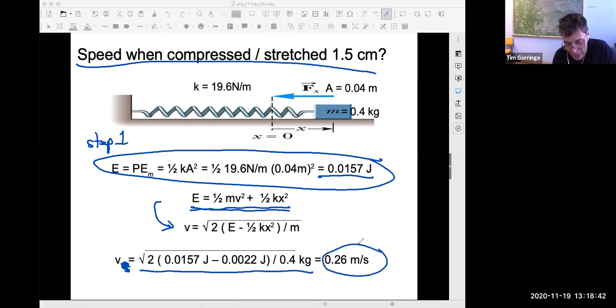We get that speed. Compare this to the 0.28 meters per second. That was the maximum speed. This is a little bit less than the maximum speed. It's a little bit less because you compressed or stretched the spring a little bit. So there's a little bit of potential energy now, and so there's less kinetic energy now. And so you got a little bit less speed now. And so that's, again, a problem where using the ideas of energy conservation, different forms of energy, kinetic and potential, we've been able to solve the problem.